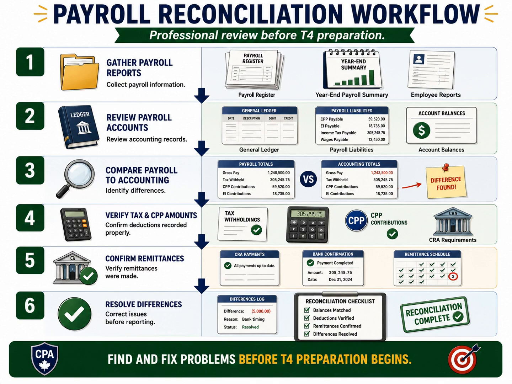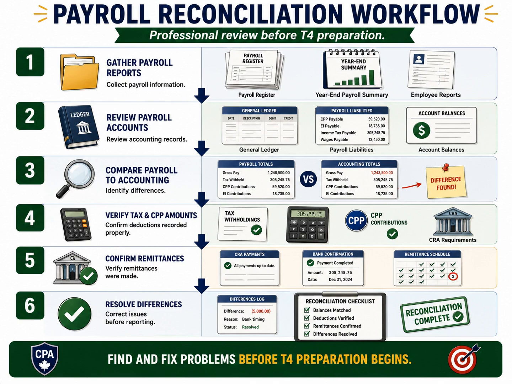These amounts are especially important because they directly affect both CRA reporting and employee reporting. The fifth step is confirming remittances. Payroll deductions create remittance obligations, and practitioners need to verify that those remittances were actually made. This review may involve examining CRA payment records, bank confirmations, remittance schedules, and supporting documentation.